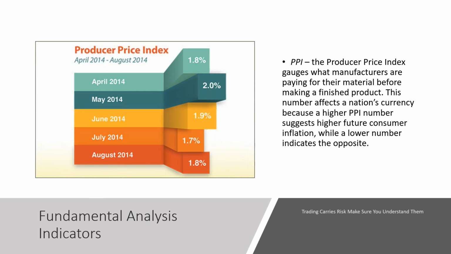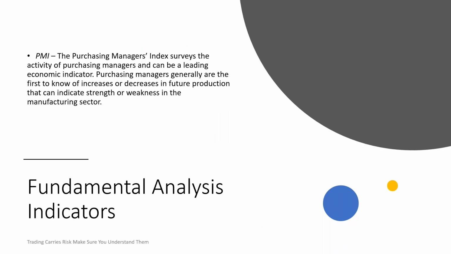Okay. Now, there's certain other indexes like the PPI, the Producer Price Index. It gauges what manufacturers are paying for their materials before making a finished product. This number affects the nation's currency because a higher PPI suggests higher consumer prices and increases consumer inflation. And then the underlying support of most is the PMI, Purchasing Managers Index.